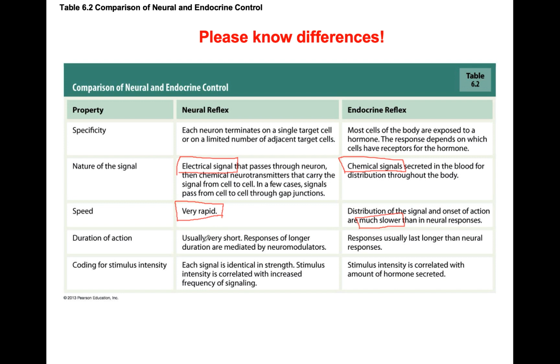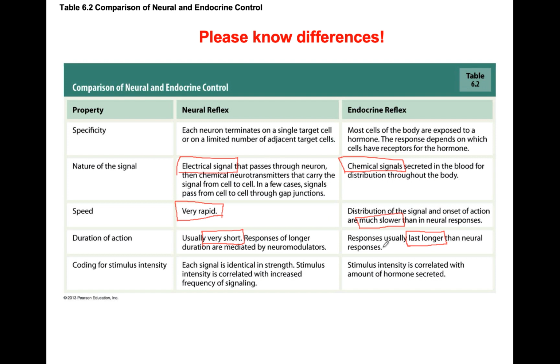The duration of the nervous system reaction is very short. You send a response and then it's done. But for the endocrine system, once a hormone binds, that hormone is going to be bound for a good amount of time. These are the three from each side that I need you to know the differences of.